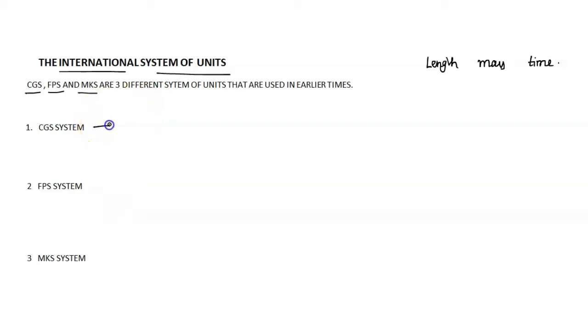First we will see what the CGS system is. In the CGS system, the units for length, mass and time: we already studied that the unit for length is meter, mass is kg and time is second. But in the CGS system, we consider the unit for length as centimeter, mass in gram and time in second.